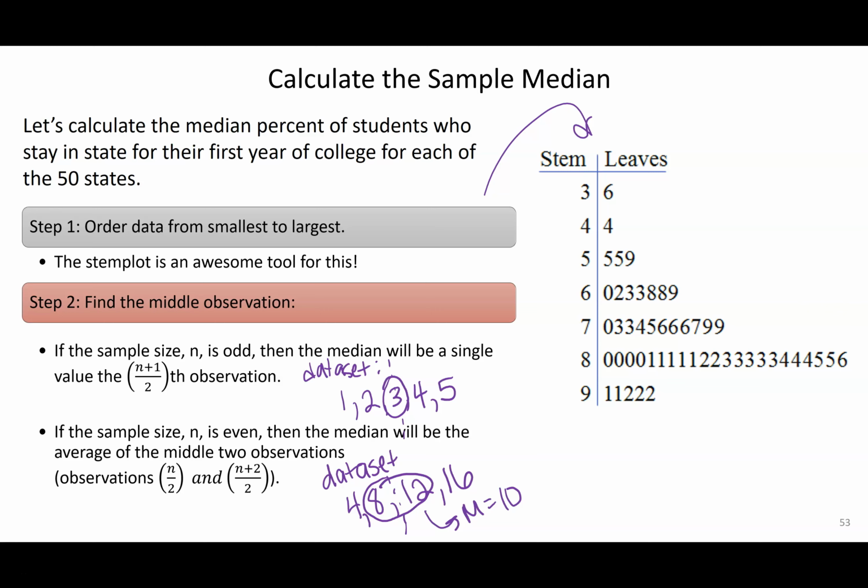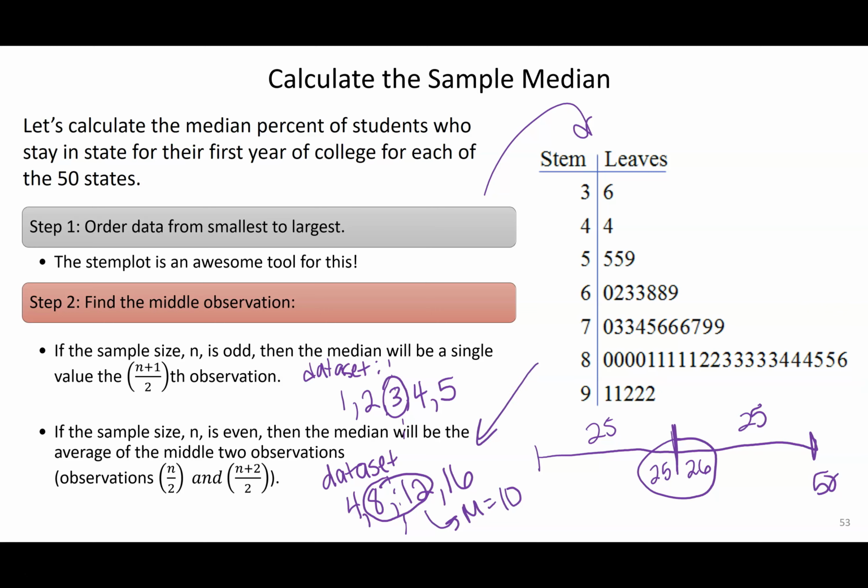It's trickier here when you have 50. If I want to fold it in half, there's going to be 25 on each side. So this means I'm going to have the 25th and the 26th here. I want to average the 25th and 26th observations. And absolutely feel free to plug it into here.